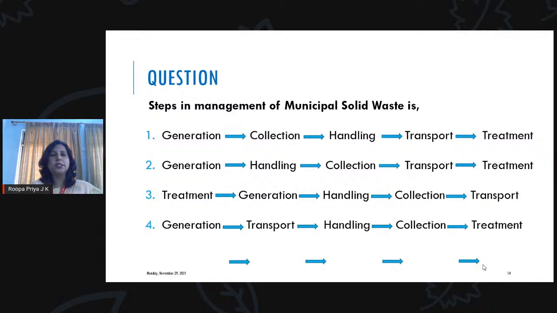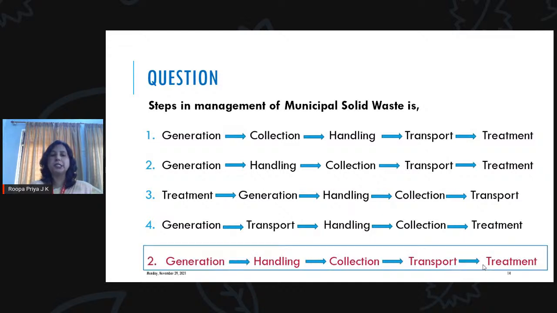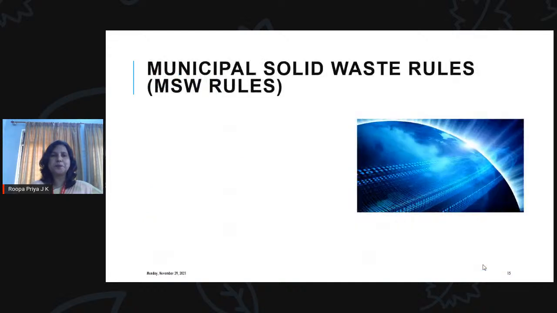And as we know the six elements of municipal solid waste management, we know the actual path of municipal solid waste management, and this is the answer for the question on steps in management of municipal solid waste, which is the second answer, that is generation followed by handling, collection, transport, and ultimately the treatment.